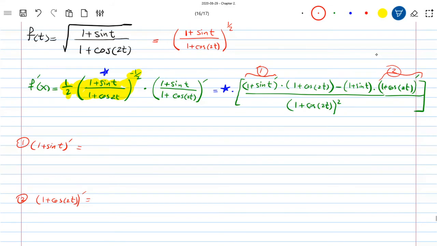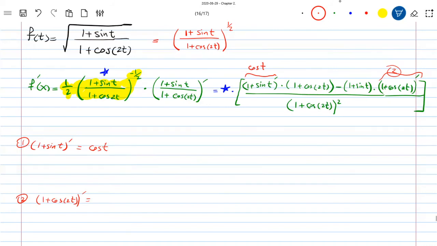Okay, what is the derivative of 1 plus sine t? The derivative of 1 is simply 0. The derivative of sine t is cosine t. So this number 1 simply turns out to be cosine t. So it would be star times cosine t times (1 plus cosine 2t) minus (1 plus sine t) times whatever the number 2 derivative is.